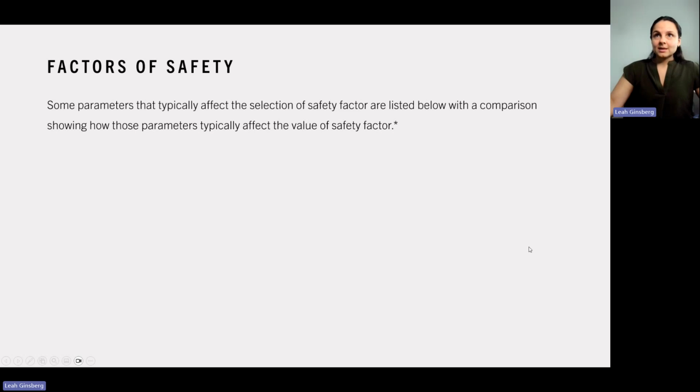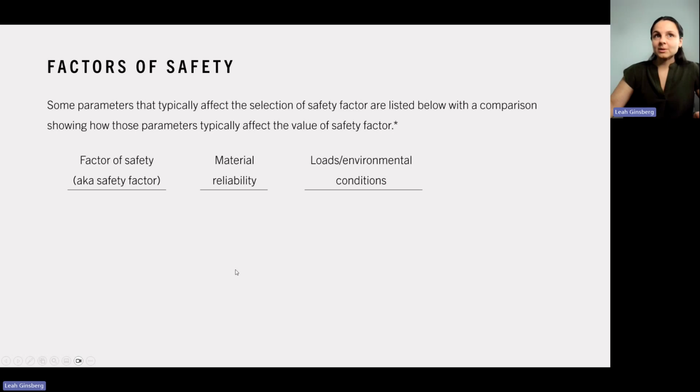Now, how do you choose one? There are many parameters that will typically affect the selection of your safety factor, and I've listed some of those below with the comparison showing you how those parameters typically affect the value of a safety factor. So on the left side here, we're going to have our factor of safety or safety factor, and then we will compare how that changes given different material reliability, different loads and environmental conditions, and then the question of, does weight matter? Do we care how much this structure weighs?